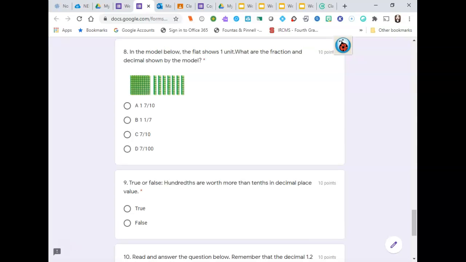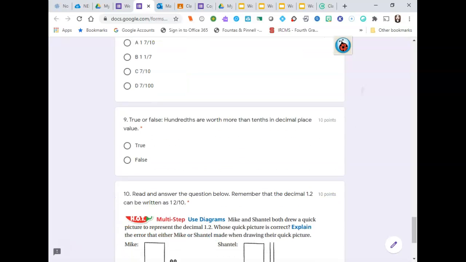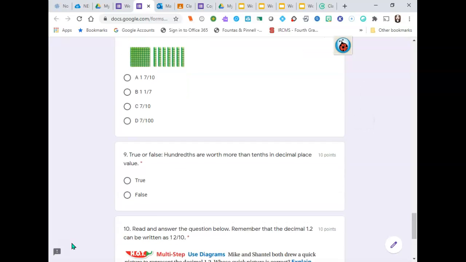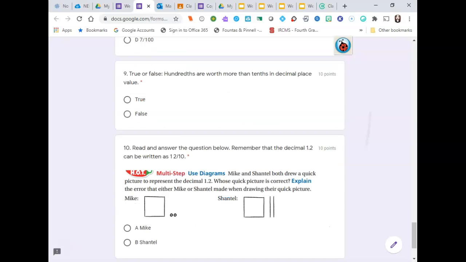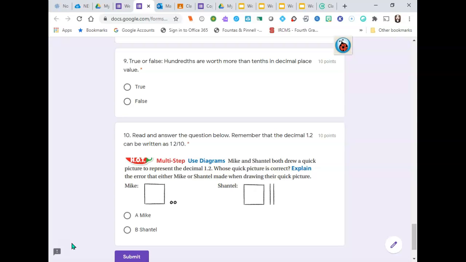Number 8, in the model below, the flat shows 1 unit. What are the fraction and decimals shown by the model? 1 and 7 tenths, 1 and 1/7, 7 tenths, or 7 hundredths? Number 9, true or false? Hundredths are worth more than tenths in decimal place value.